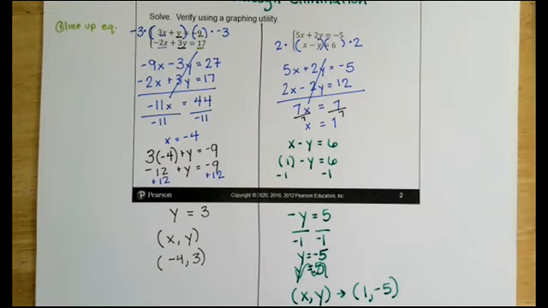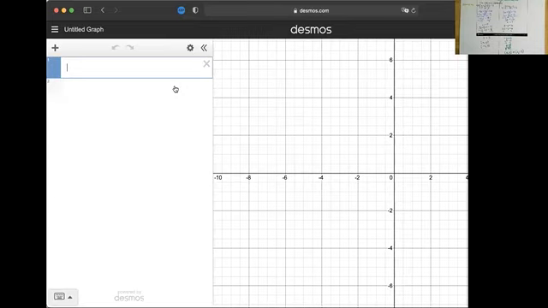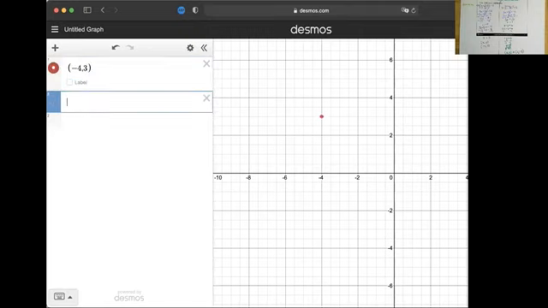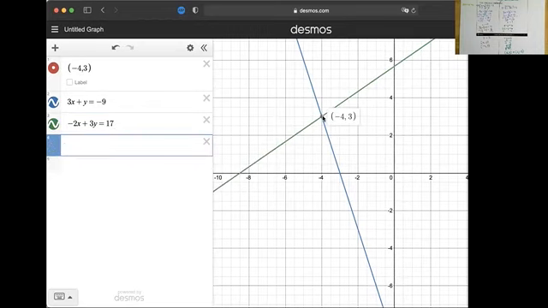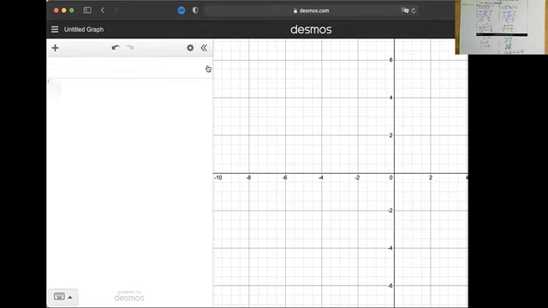Hold on, let me open Desmos. All right, so we want to mark out the point negative 4, 3. And then we have the equations. This is the first one, 3x plus y equals negative 9. Our next line is negative 2x plus 3y equals 17. And they go through the point negative 4, 3. So that was the only solution of those 2 lines.